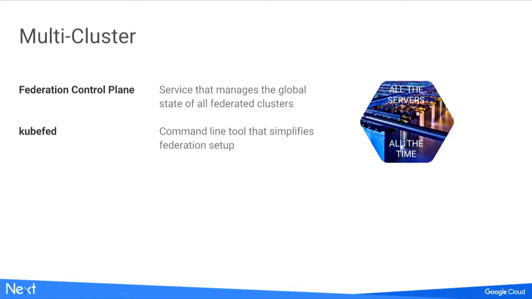So we're going to talk about 2 things. The first thing is the federation control plane. And it's basically a service that manages the global state of all the federated clusters. And when everyone says control plane, all it means is global state management, right? It's like a global variable that's managed somewhere. It's a fancy word for that.